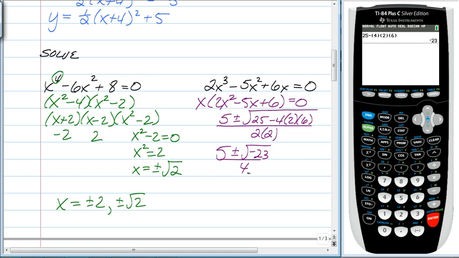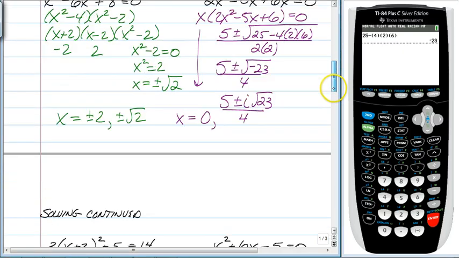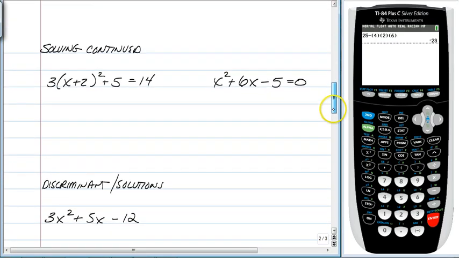And all we have to do is finish that up and say 5 plus or minus i root 23 all over 4. But do not forget about this x we factored out earlier. So x is equal to 0 or that 5 plus or minus i root 23 all over 4. So that's the quadratic formula. So let's use a different method now.